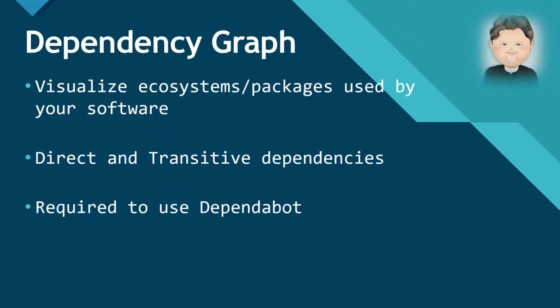The dependency graph allows you to explore the ecosystems and packages that your repository depends on, and the repositories and packages that depend on your repository, and displays that information in a graphical format. This includes both direct and transitive dependencies. And you must have it turned on for Dependabot to work.